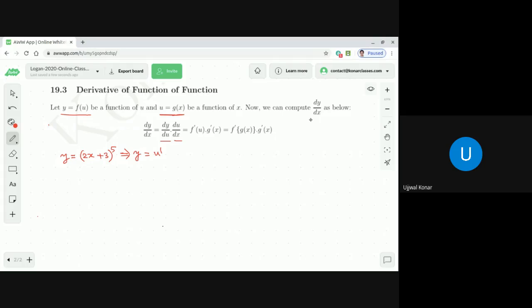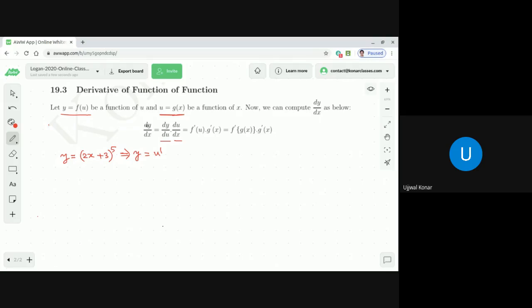If you see directly, y is not a direct function of x. y is an indirect function of x. How is it indirect? y is a direct function of u, that is why y is equal to f(u). And then u is a direct function of x, that is u equal to g(x). In that way, we can say y is an indirect function of x. Correct or not? So our task is to find dy/dx.